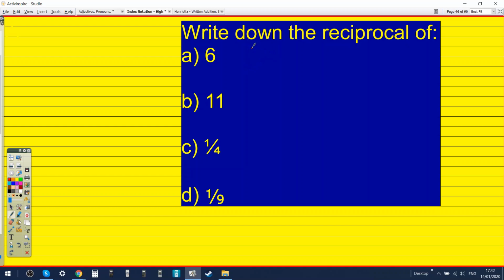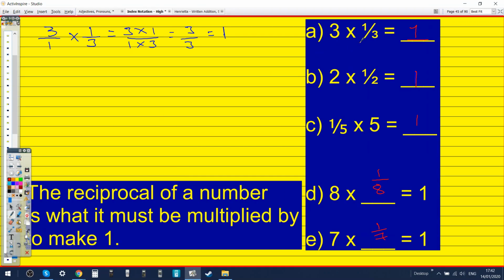Reciprocal. How do you do reciprocal then? Well, the reciprocal is what I times by to make 1.